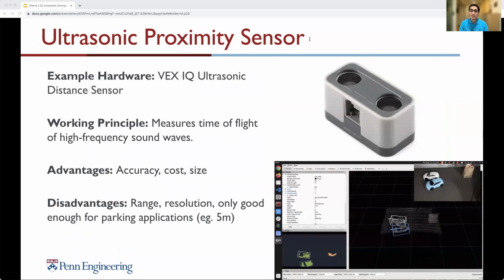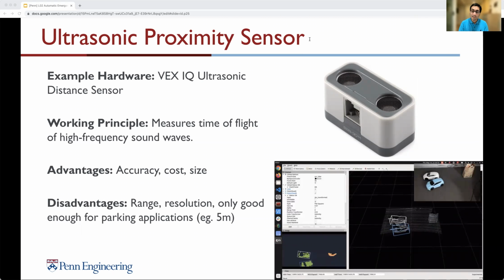It works by measuring the time of flight of high frequency ultrasonic sound pulses. They offer good accuracy, are super cheap, and have a small size. They're used for parking applications and for blind spot detection. These systems work for close ranges, under 5 meters, and have a narrow field of view. So they may not assist with autonomous navigation per se, but they're very good for local situational awareness.